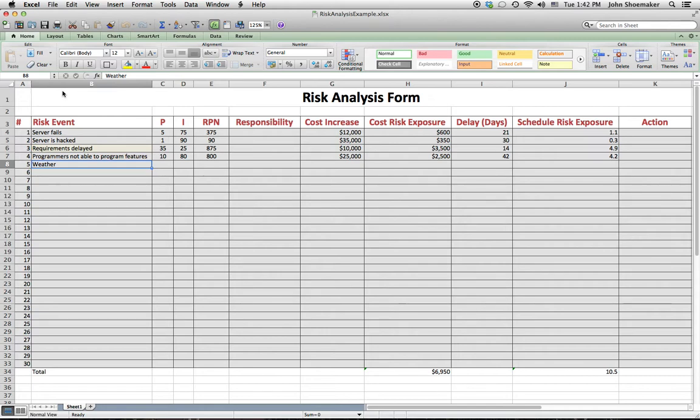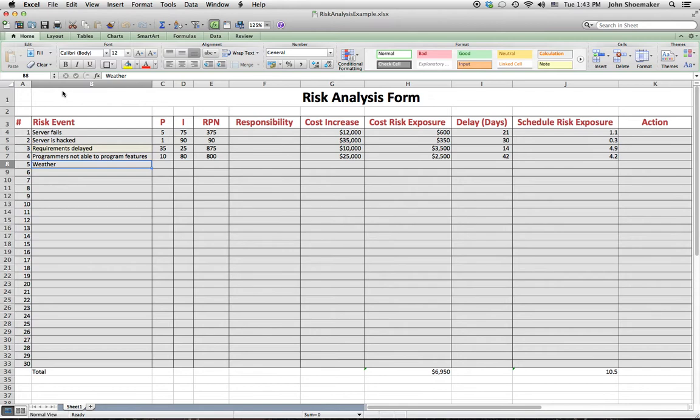The RPN column, and RPN, by the way, stands for risk probability number. That's simply multiplying the P and the I together. So 75 times 5 becomes 375. 1 times 90 is 90, and so forth. So that gives us then our RPN. And the larger the number, the greater the risk.